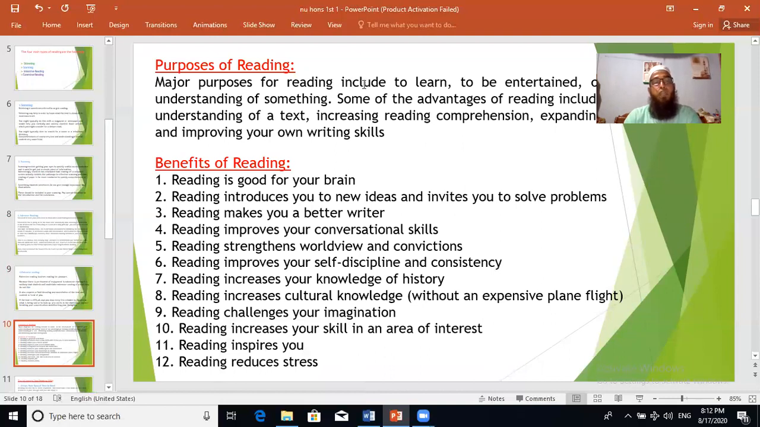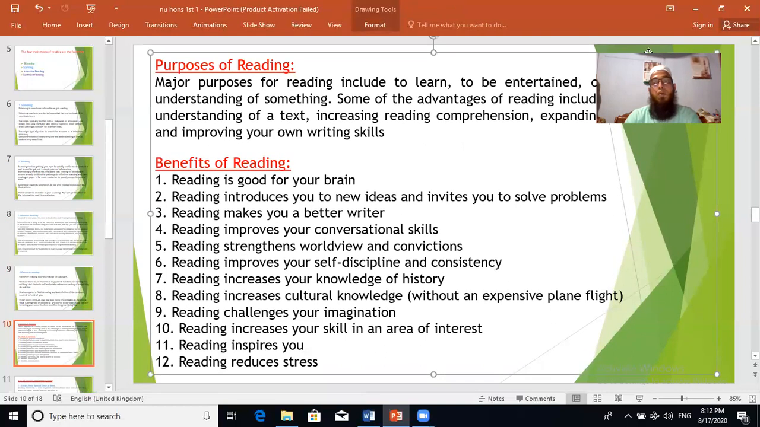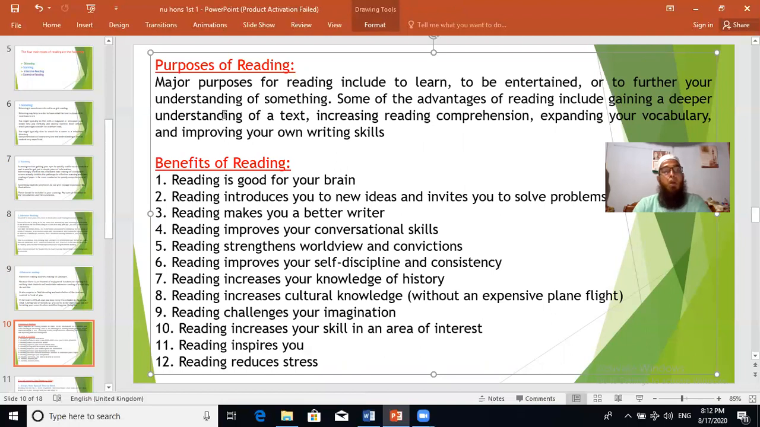Major purposes for reading include to learn, to be entertained, or to further your understanding of something. So these are the major purposes of reading. We read to learn something. We read to be entertained, I mean to get pleasure, or to further our understanding. That means we read to enhance our understanding of something.